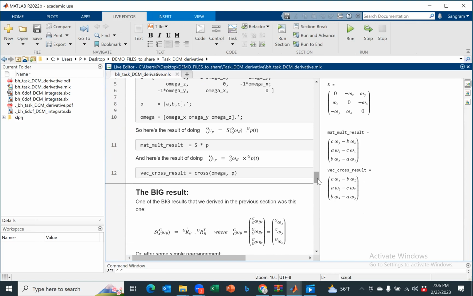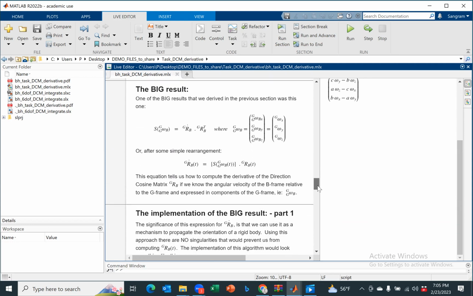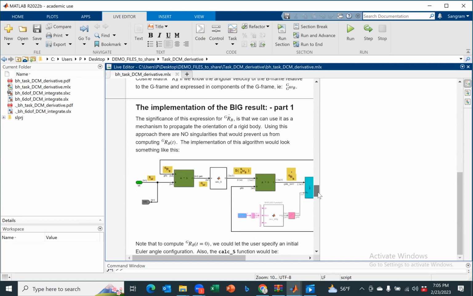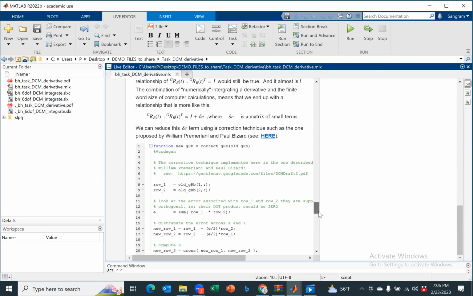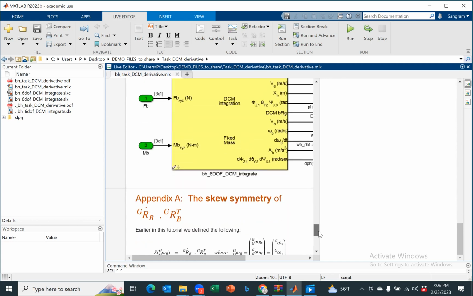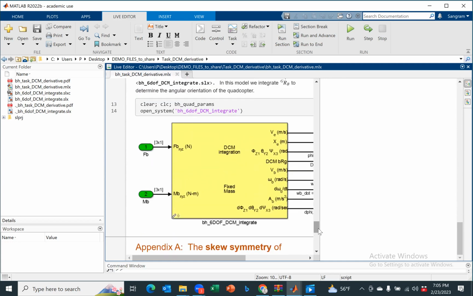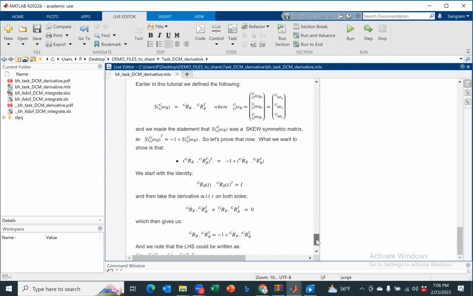So if you want to implement your code not in quaternions but in direction cosines, you can do that. And then finally, they talk about the implementation, and this is how the DCM implementation is done. I want to tell you that this block is available in the Aerospace Blockset. So if you decide to work with the Aerospace Blockset, you will have this block available. But this is what we talked about.